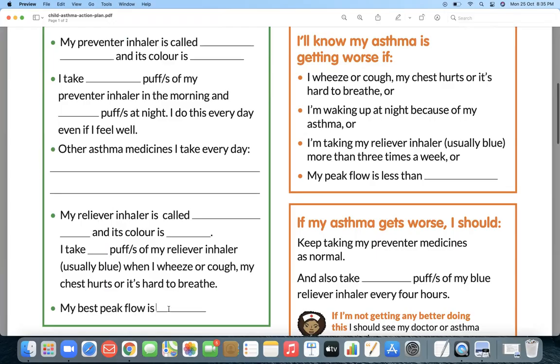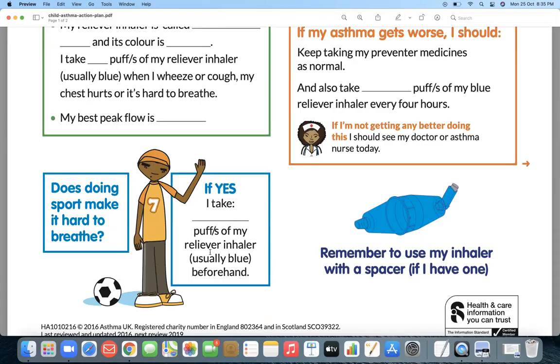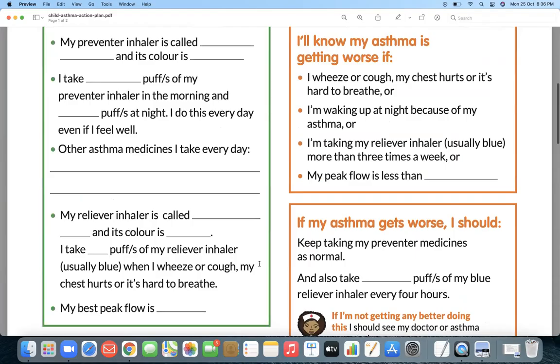My best peak flow: they should record the peak flow and know what the best peak flow is for their age, and whenever they are deteriorating, it will get worse. Does doing sport make it hard to breathe? I told you, even exercise-induced asthma, if they are not controlled with exercise, that means it is uncontrolled. They may need to escalate the therapy. If yes, I take dash puffs of my reliever inhaler beforehand. If they have exercise-induced asthma, they should take maybe 2 puffs or 4 puffs before going.